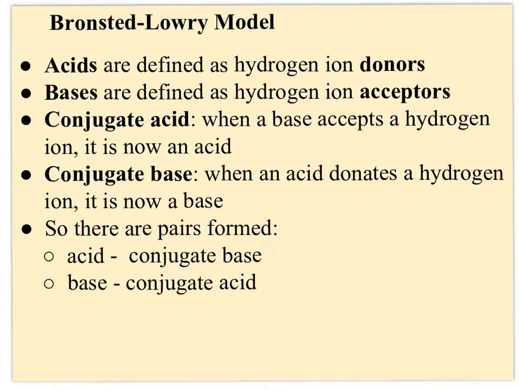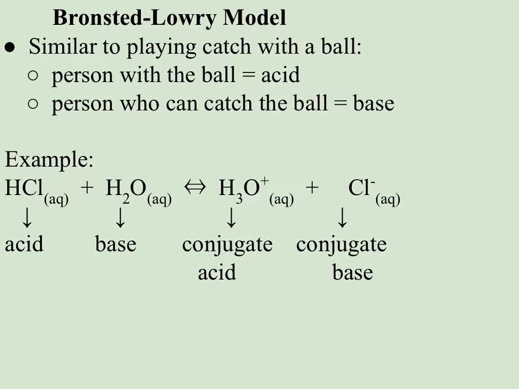And we'll look at a couple examples because I know this is a little confusing. But basically, the acid becomes the conjugate base, the base becomes the conjugate acid. So acid changes to base, base changes to acid. And we think of them as conjugate acid-base pairs. So for example, your book likes to talk about it as being similar to playing catch with the ball. If you have the ball or the H+, you're the acid. If you're waiting to catch the ball or accept the H+, you're the base.